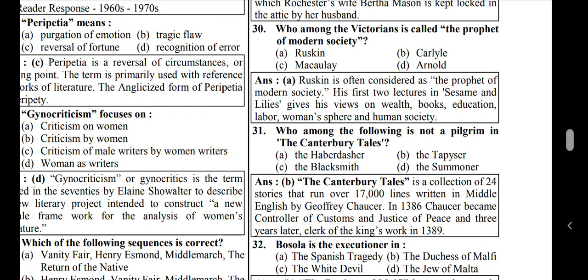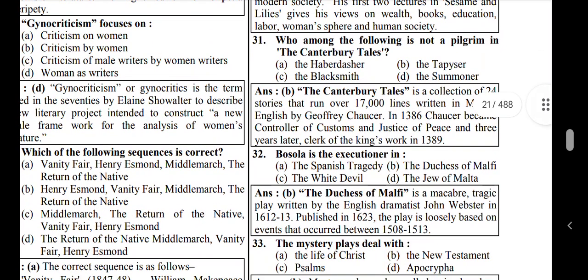The 31st question is, who among the following is not a pilgrim in the Canterbury Tales? Option A, haberdasher. Option B, the tapicer. Option C, blacksmith. Option D, the summoner. The right answer is B. See, the Canterbury Tales is a collection of 24 stories that run over 17,000 lines, written in Middle English by Geoffrey Chaucer. In 1386, Chaucer became Controller of Customs and Justice of Peace, and 3 years later, Clerk of the King's Works in 1389.